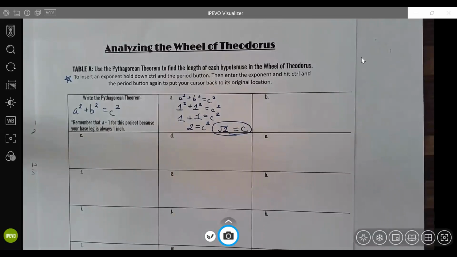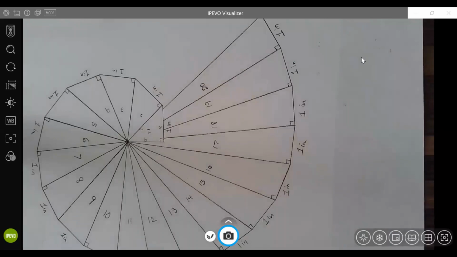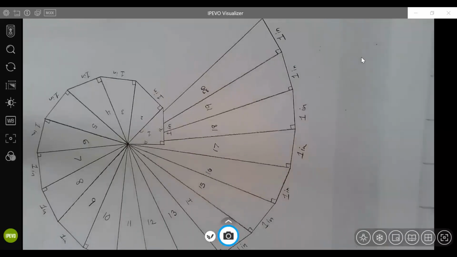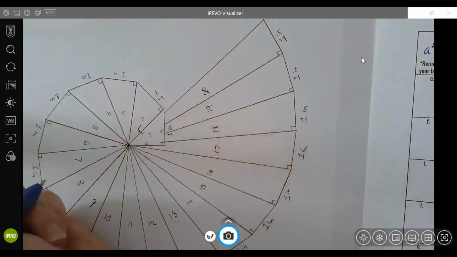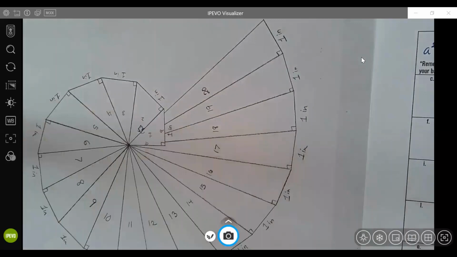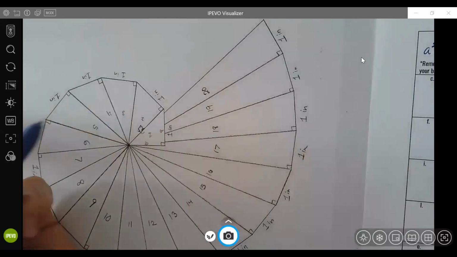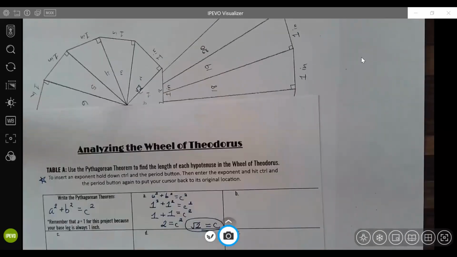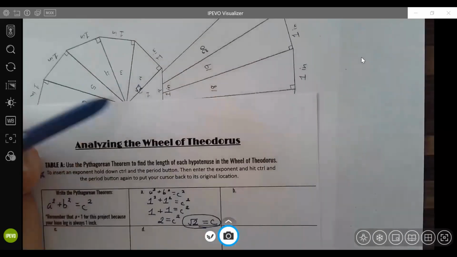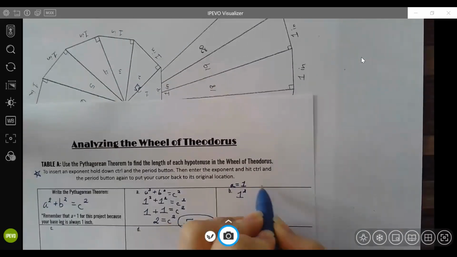So now I'm ready to put that on my wheel. So I'm going to look at my wheel. Okay, this was that very first hypotenuse. So this line right here has a length of square root of 2. So now I'm ready to move on and find this hypotenuse here, okay? And so looking at my table, I need to fill in my A, which for this second triangle is 1. So I have 1 squared. A for this one is going to equal 1.